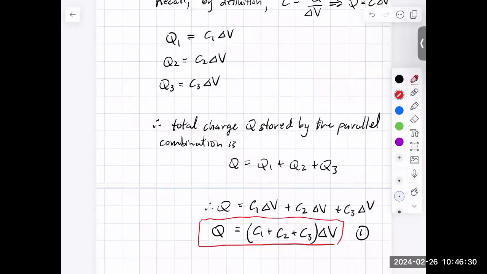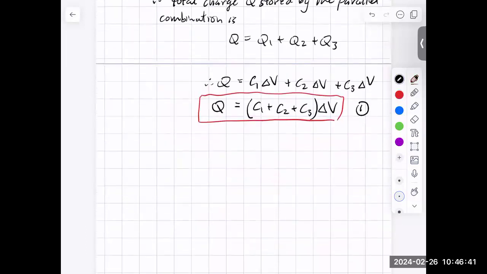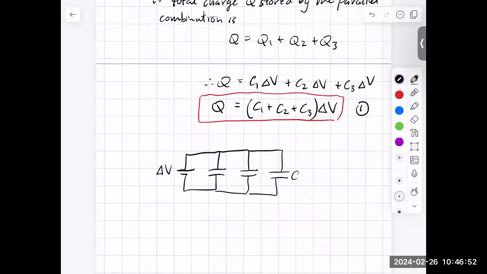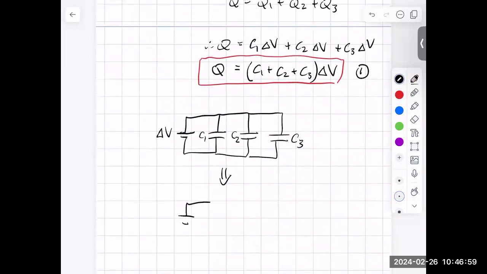Okay, so we have about 4 minutes left. What we want to do is represent that parallel combination as a single equivalent capacitor. So if I was to draw the parallel combination again, we would have C1 and C2 and C3. And what we want to do is represent that as, we're going to use the same battery, but this is going to be C equivalent. And so C equivalent is going to store some charge. It'll be plus Q equivalent and minus Q equivalent stored on the top and bottom plates respectively.